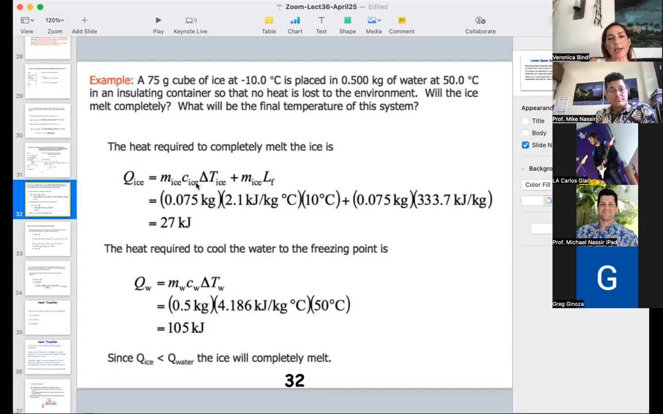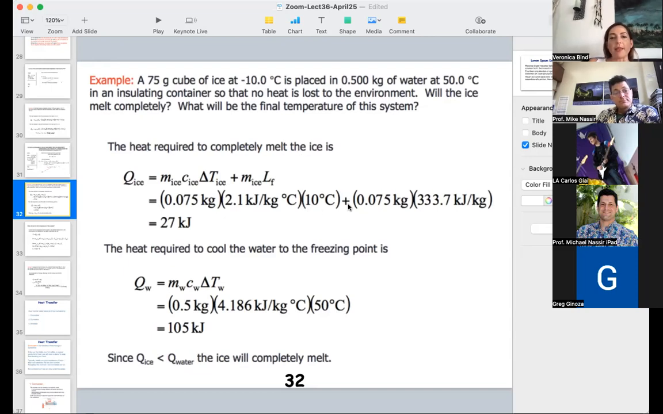Then we have C of the ice. The C of the ice is 2.1 kilojoule divided by kilogram Celsius. And this you can get from the table that we saw before, and then multiply by 10 Celsius. Why 10 Celsius? Because in this case it will be final temperature, which is 0, minus initial temperature, which is minus 10. Minus minus 10 brings plus 10.